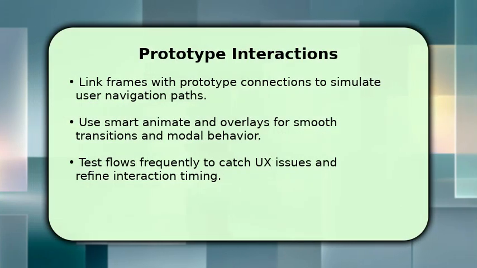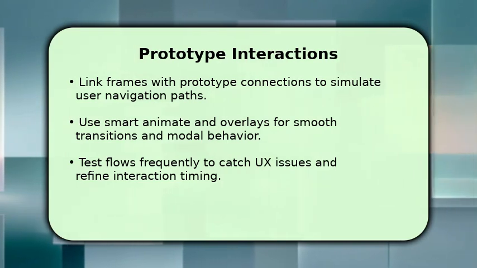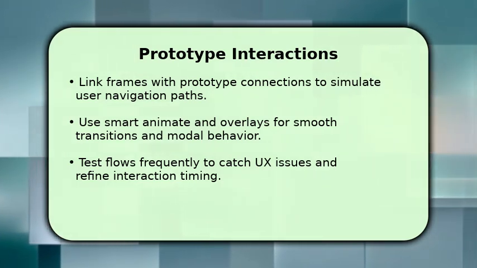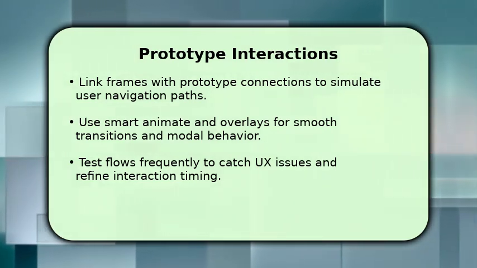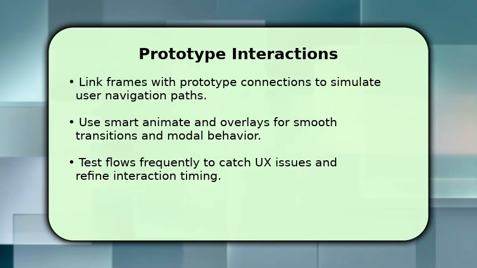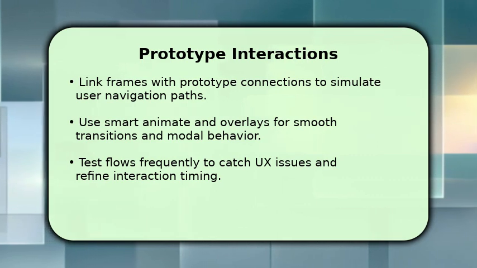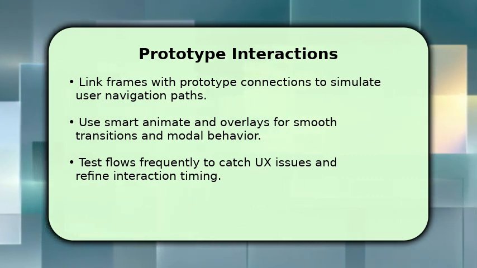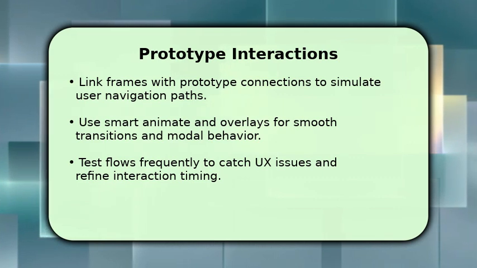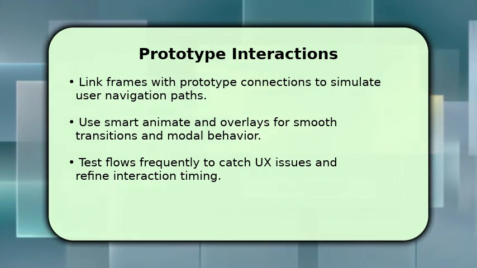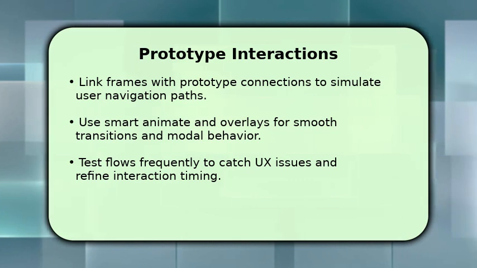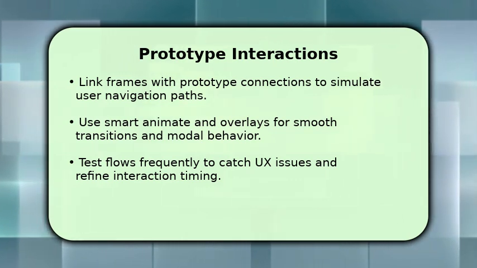Connect your frames with prototype links to simulate taps, swipes, and navigation paths that users will take. Use Smart Animate for smooth transitions and overlays for modals, menus, or tooltips to make interactions feel real. Test your prototype on a phone or with users often to find friction points and adjust timing or layout. Iterate quickly based on feedback and keep components flexible for future changes.